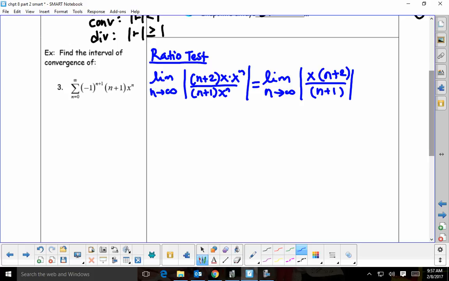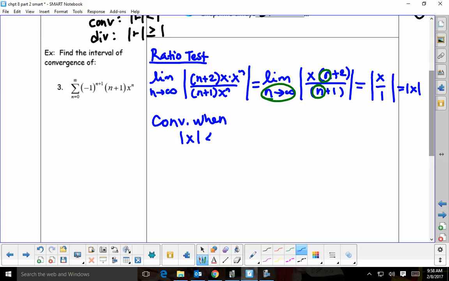Okay, so again, I'm taking it as n goes to infinity. As I'm looking at these n's, am I bigger on top, bigger on bottom, or the same? The same. So when they're the same, I take my coefficients. What's my coefficient of this n? x. What's my coefficient of this n? 1. Okay, so we can say it converges when the absolute value of x is less than 1.